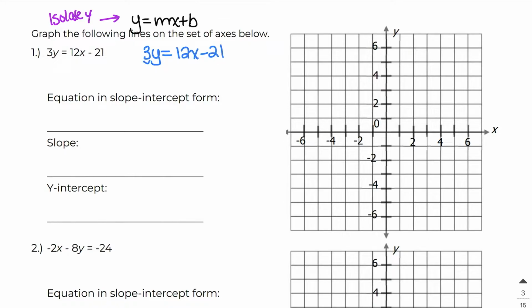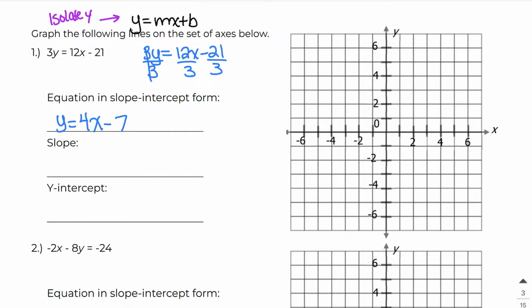The only thing that's on the same side of this y is the 3. So I don't like the 3. This is 3 times y. The opposite of multiplication is division. And I'm going to divide every single one of these terms by 3. So 3y divided by 3 leaves me with a y left over. And then 12x divided by 3 is 4x. And then negative 21 divided by 3 is a negative 7.